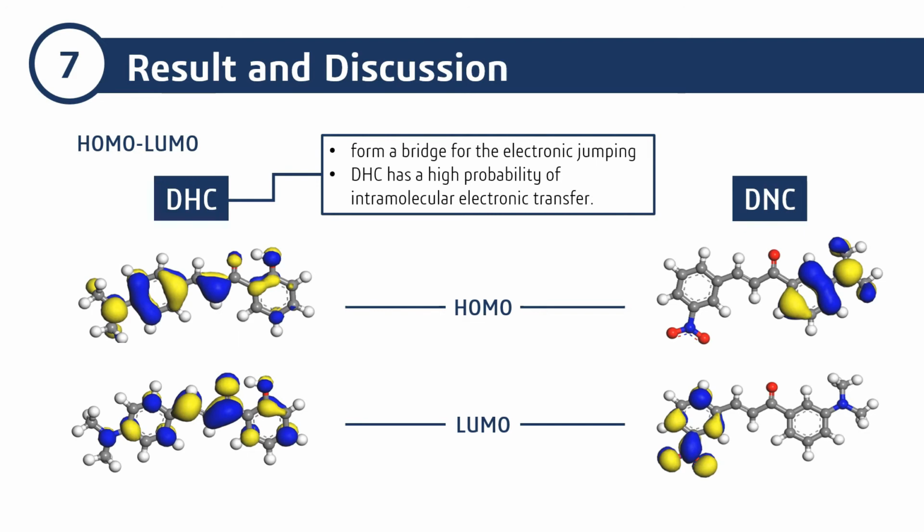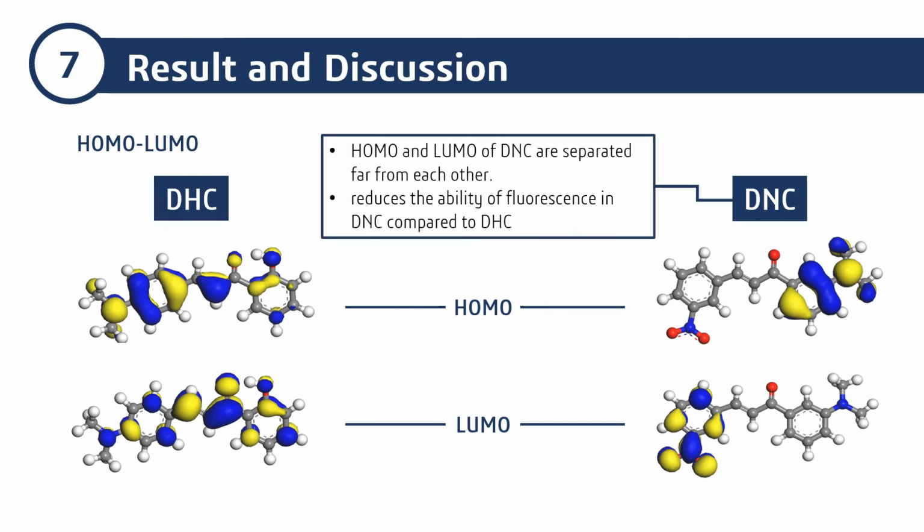However, HOMO and LUMO of DNC are separated far from each other. The HOMO of DNC is mainly accumulated on the benzene ring with the dimethyl amino group, while LUMO is located on the benzene ring with the nitro group. This reduces the ability of fluorescence in DNC compared to DHC.